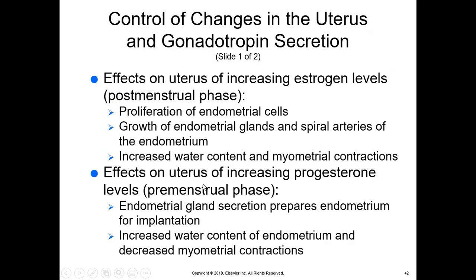And then the effects on the uterus of increasing progesterone levels. You have the endometrial gland secretion, prepares for endometrium implantation, increased water content of endometrium, and decreased myometrial contractions. So once again, the estrogen and progesterone get the uterus ready for implantation of a fertilized egg.